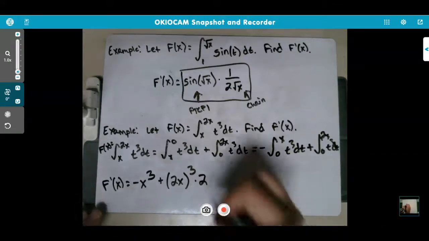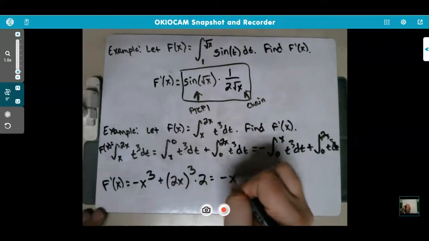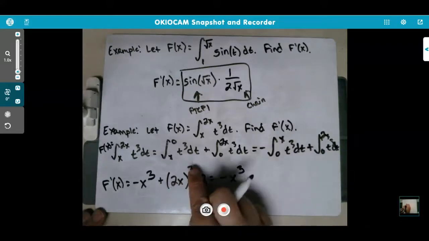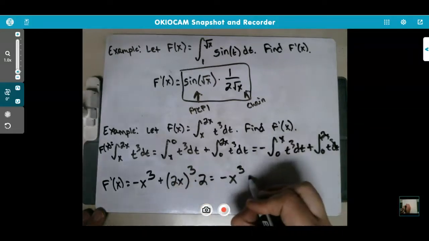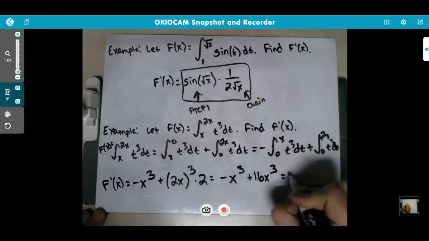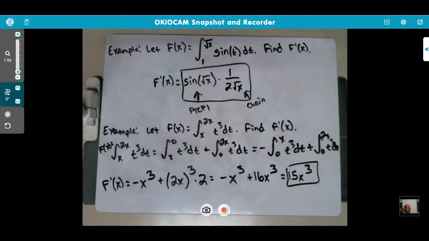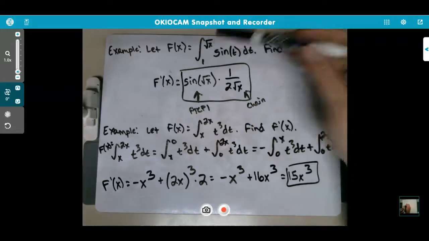So if you wanted to, you could write this out as a simplified version. Negative x cubed. 2 cubed is 8. 8 times 2 is 16. So plus 16x cubed. Combine like terms, and you get 15x cubed. Just like that. So the key thing here, I need a constant and an x. If I don't have an x here, I have to use the chain rule like I did here and right up here.